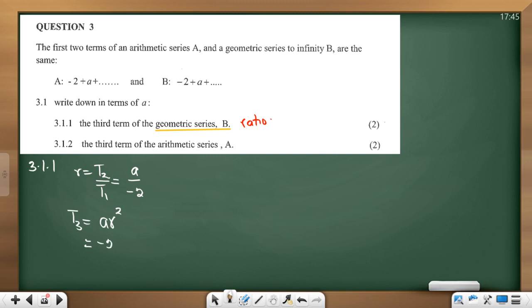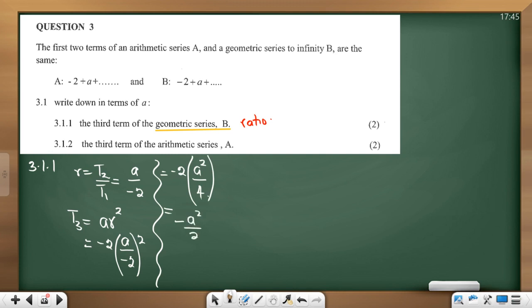What is my A? Negative 2. What is my R? A over negative 2, squared. And what will this be? Negative 2, let's make it simple for us, over 4. Okay? And what would that be? Negative A squared over 2. Negative A squared over 2. All right, don't let the question defeat you.